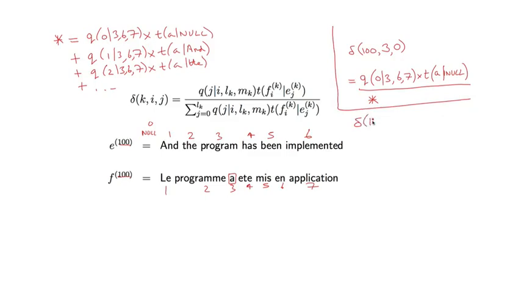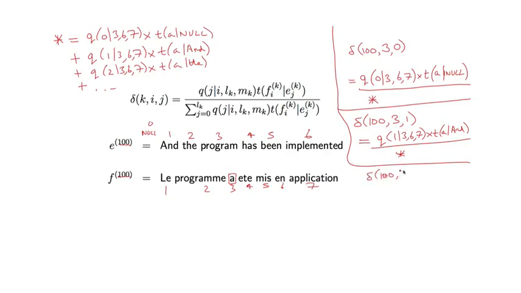Similarly, delta 1, 0, 3, 1 is going to be equal to Q of 1 given 3, 6, 7 times T of A given and, and again we divide by star, the same sum. Delta 1, 0, 3, 2 is going to be Q of 2 given 3, 6, 7 times T of A given, now we have the third word, we have the second word there, divided by star, and so on and so on.